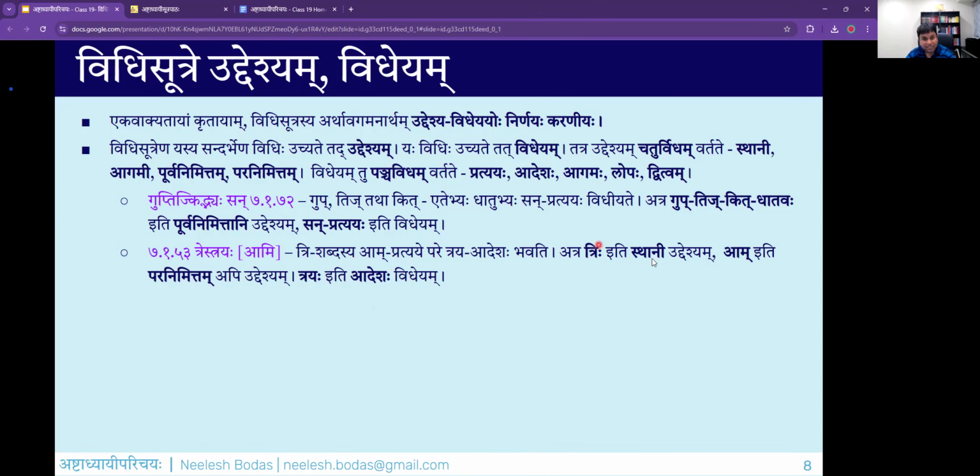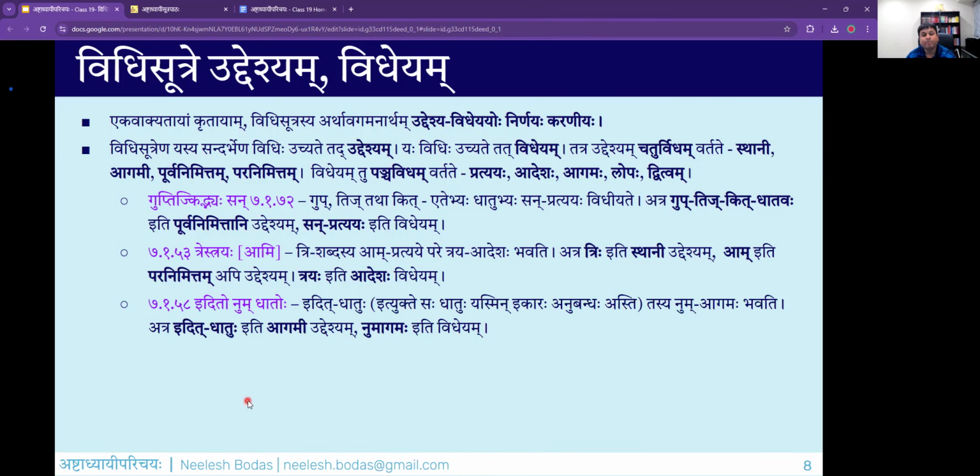So trihi iti sthani asti. That's the uddesha of the type sthani. Am is also the uddesha of the type paranimittam because it sits after that three. Am pratyaye pare traya adeshaha bhavati. And that traya, which is the adesha, is the vidheya. So here the vidheya is of the type adesha. There are multiple uddeshas. One uddesha is of the type sthani, other uddesha is of the type paranimitta.